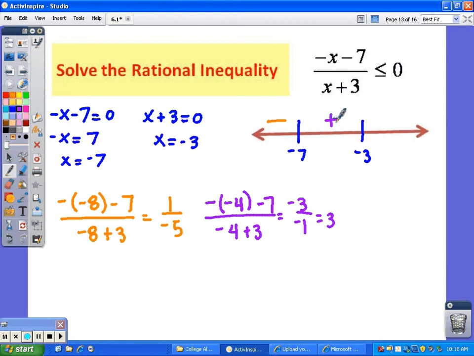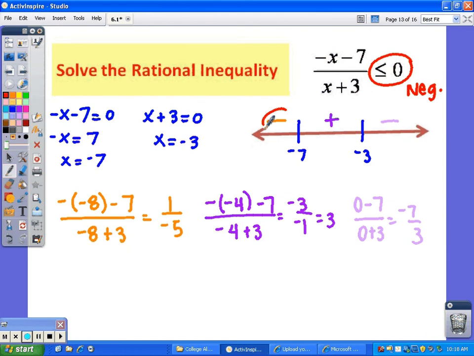And then one more. To the right of negative 3, we could plug in 0, which would give us negative 7 over 3, which would be negative. So again, once you've done the sign test, you know it all. You know where it's positive, you know where it's negative. Now we have to answer the question. They want to know where this is less than or equal to 0. Less than or equal to 0, remember, is negative numbers.